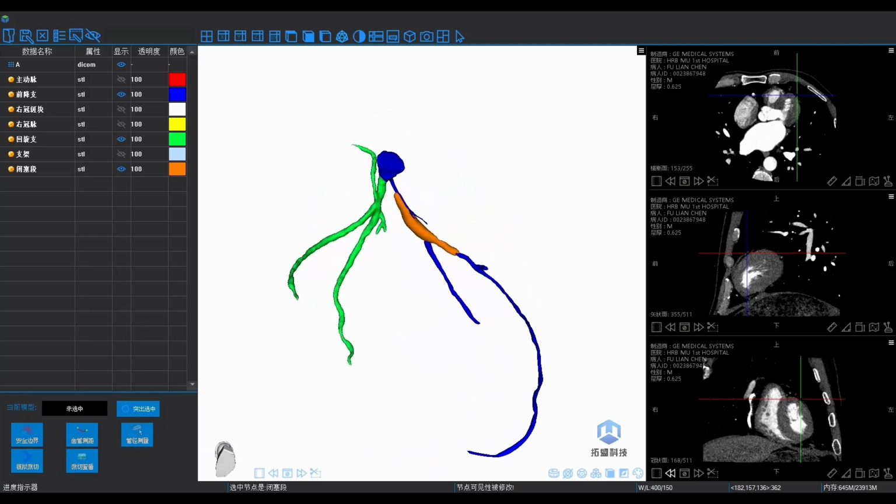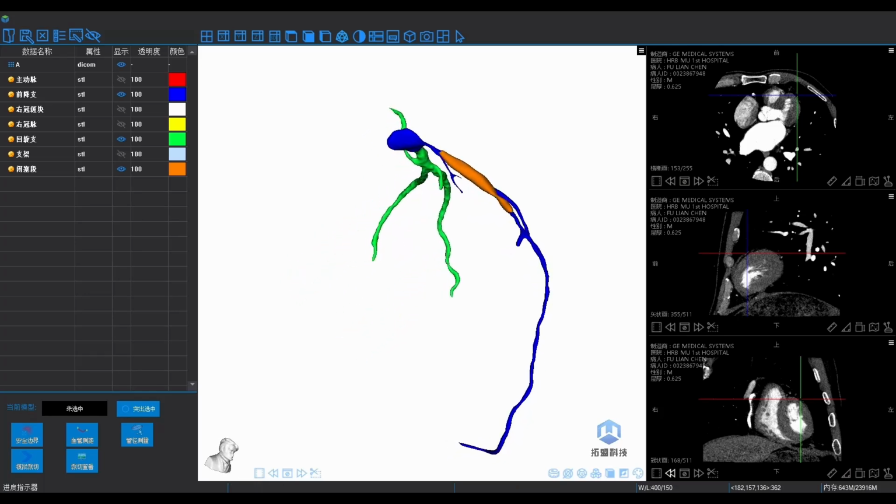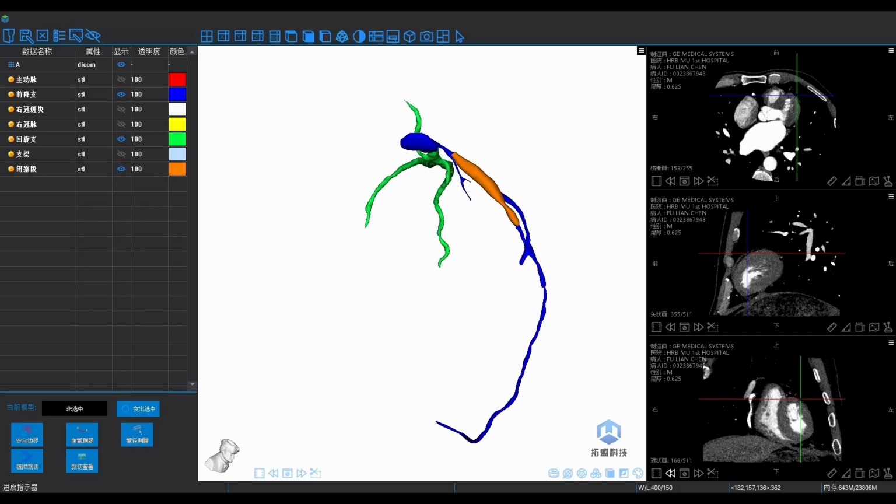Okay, rotate a little bit more. I think it should be in the opposite direction. Okay, yes, rotate a little bit. Okay, we can already see very clearly, just in the middle portion of the occluded segment, there is a diagonal branch.